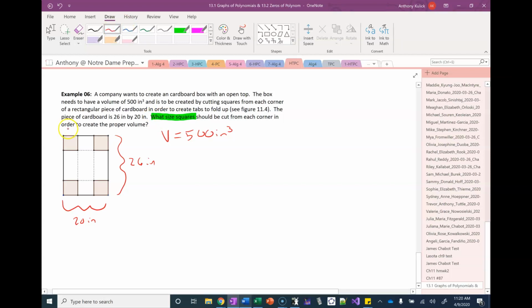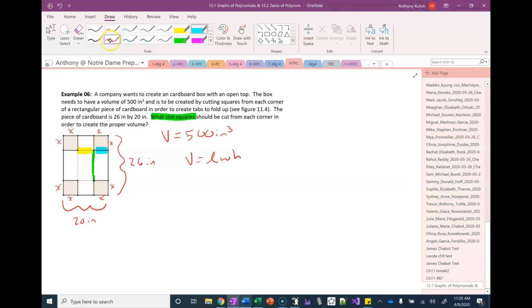And we want to know what size squares should be cut from the corners in order to create the proper volume. So we don't know what that is, so I'm going to say that the length of each of these squares is going to be x. Since they're squares, they're just x by x pieces. So I know volume is equal to length times width times height. So what I need to do is figure out the length and width and height of this box that I'm going to make. So the length can be that side, the width can be that side, and then we fold it up, the height would be like one of these edges.